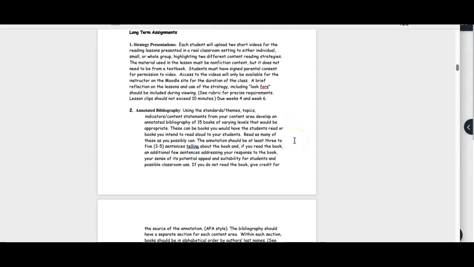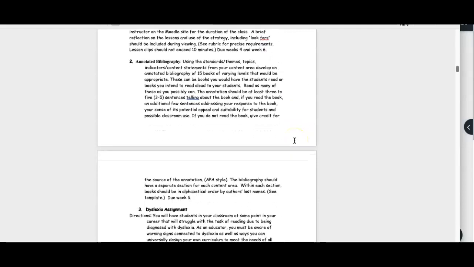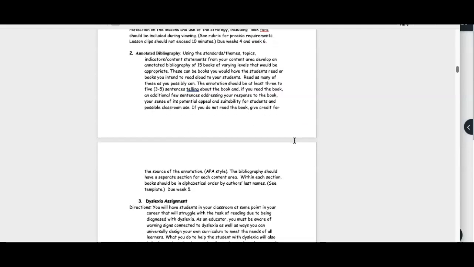A second long-term assignment is an annotated bibliography, which is due week 5. Using the standards or themes, topics, content statements from your content area, you're going to develop an annotated bibliography of 15 books of varying levels. These can be books you would have the students read or books you intend to read aloud to your students. Read as many of these as possible.